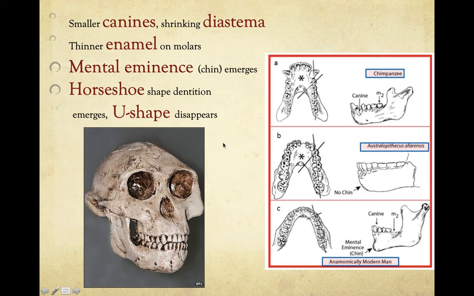Last major characteristic I want to talk about are the teeth, and you're going to hear a lot about teeth. Part of the reason that you hear a lot about teeth is because those are the hardest part of the body, and sometimes that's all we find. And so if we find some teeth, we want to know, is this from a species of our lineage or not? So what we see is that over time, our canines become smaller.